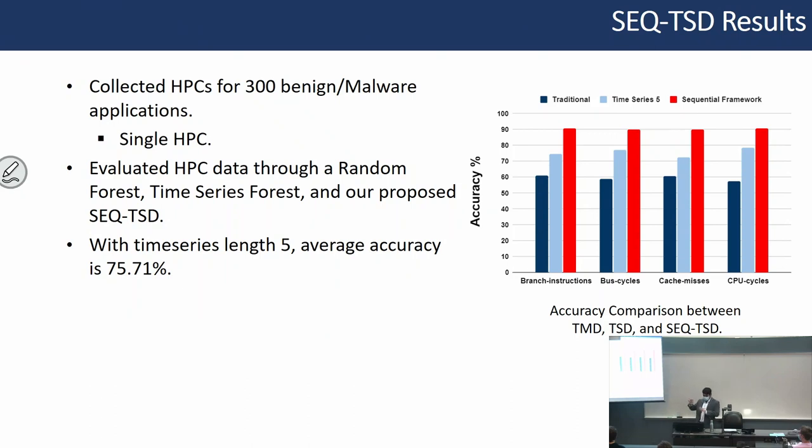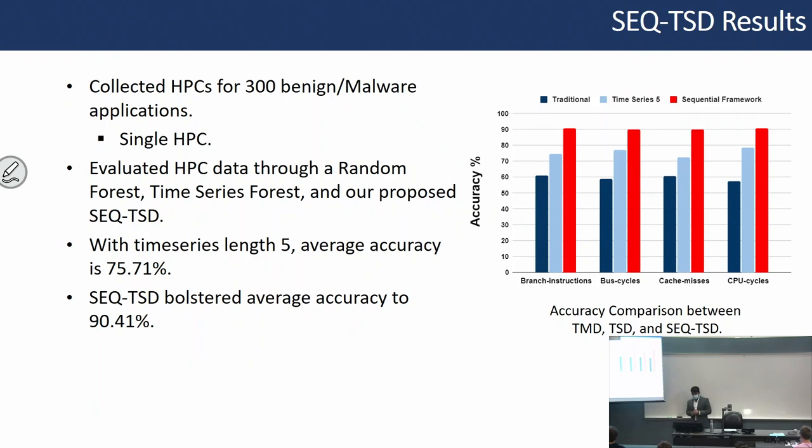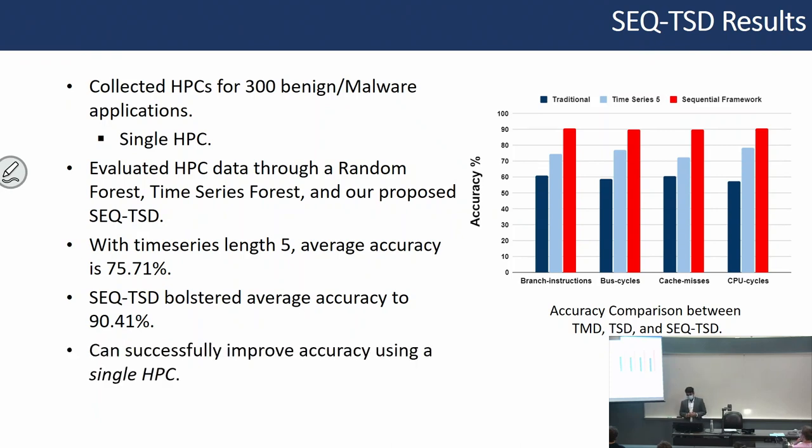If you apply four HPCs, this result would have been good. But again, we're working under the constraint of a single HPC. With a time series length of 5, the accuracy increased to 75.71% on average. However, with SecTFT, our proposed approach, it increased to 90.4%. So we can successfully improve accuracy using a single HPC with this approach.